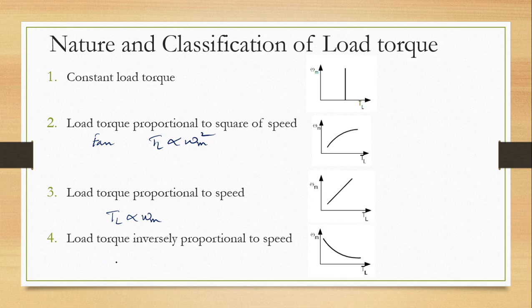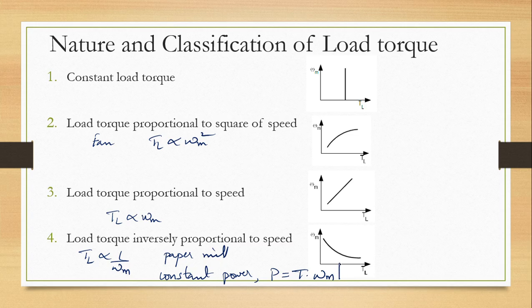And the last type of load torque is the load torque inversely proportional to speed. You can see it is having a hyperbolic type of shape. So here our load torque is inversely proportional to speed. One of the main examples is paper mills. In a paper mill you usually have constant power applications. So power in terms of torque, what is the equation? P is equal to T into omega M. So in this particular application, you need to get constant power.